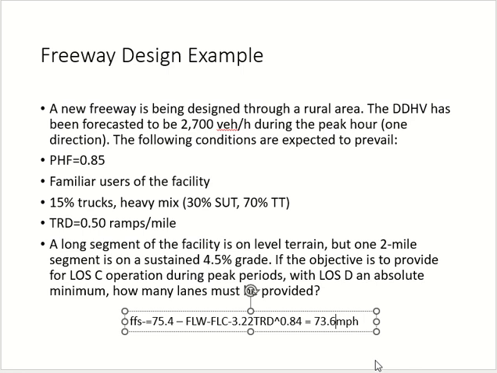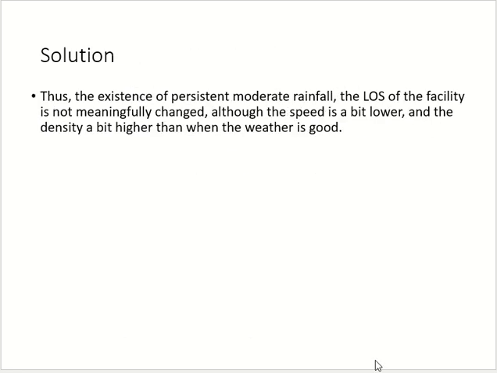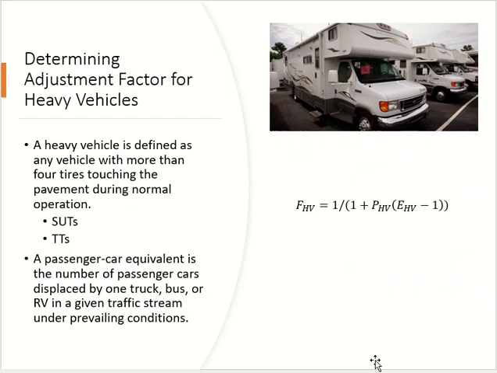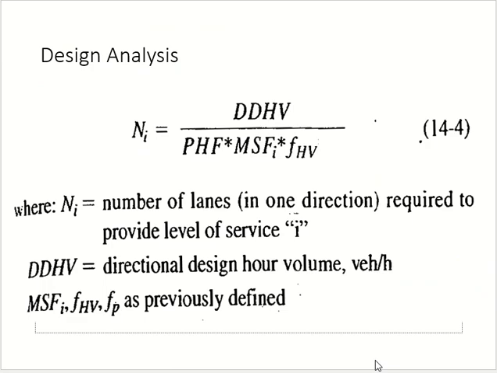Now, so we found the free flow speed, because in this analysis we always find the free flow speed first. The first step is always to find out the free flow speed. For the second step, we are going to use this equation to find out the number of lanes. We have to use this equation.